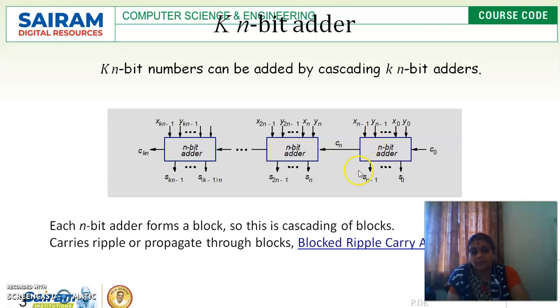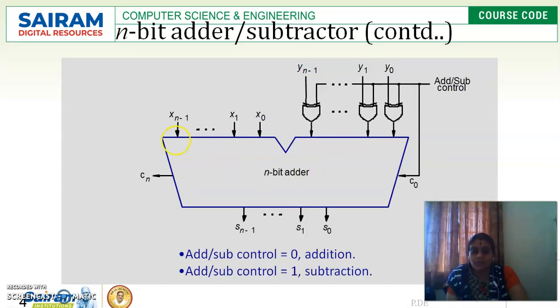So already I told you this is one block, the n-bit adder, the first block, and this will be the second block. In this way we can add more blocks to add more k n-bit numbers, right? So this is the way of cascading the k n-bit adder. Next we are going to see the n-bit adder and subtractor circuit.